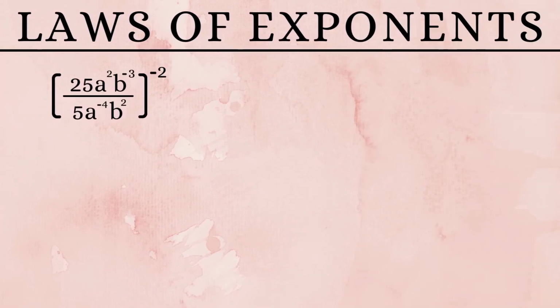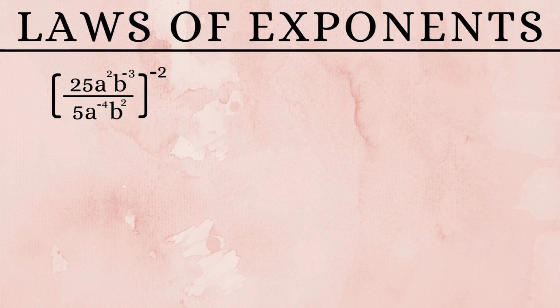With that, we come to our final example. 25 a square b to the power of minus 3 by 5 a to the power of minus 4 b square, the whole raised to minus 2. As I already mentioned, the same problem can be solved using different laws of exponents, but we still end up with the same result. One of the methods, I'll explain it here. If you can find out another method, do let me know in the comment section below.